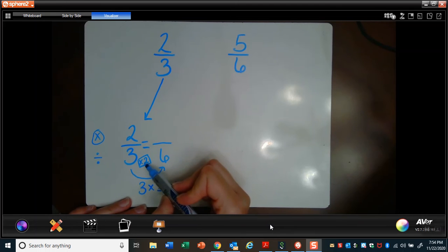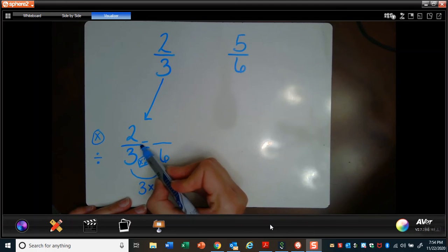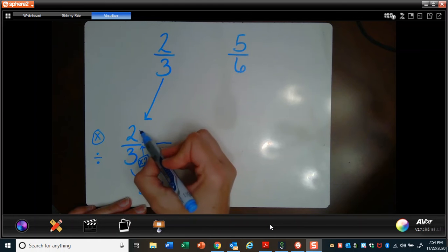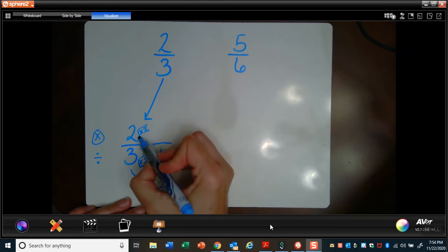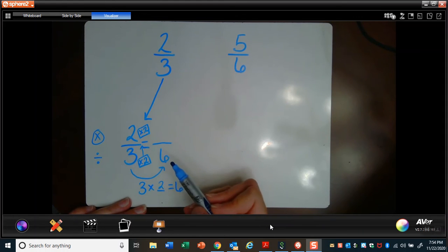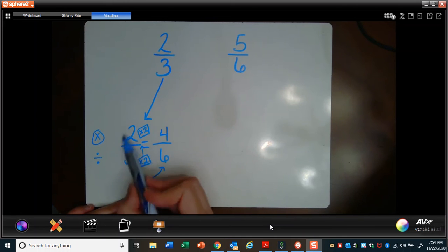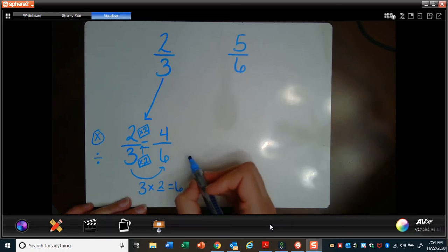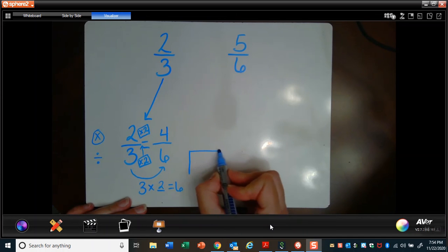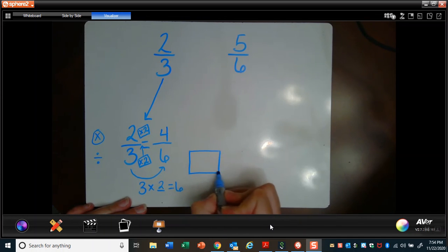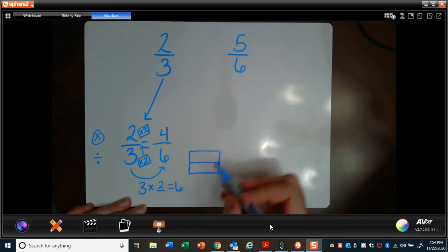Whatever I do to the brother, I have to do to the sister. So I'm going to do the same thing up here at the top, and I'm going to multiply my numerator times 2 as well. 2 times 2 is 4. I know that 2/3 and 4/6 are the same exact fraction. They just have a different denominator, and I'm going to prove that.